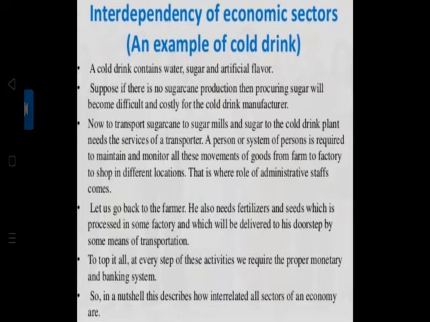To top it all, for every step of these activities, we require a proper monetary and banking system. Yes, all our banking facilities and credit facilities have to be in place. Nothing happens without money. Money is imperative for survival. What kind and how much money depends on individuals. So, in a nutshell, this describes how interrelated all sectors of an economy are. I hope you all have understood the interdependency. They are beautiful examples, where the farmer and the cold drink basics are concerned, of how it is interconnected and how money plays a pivotal role.